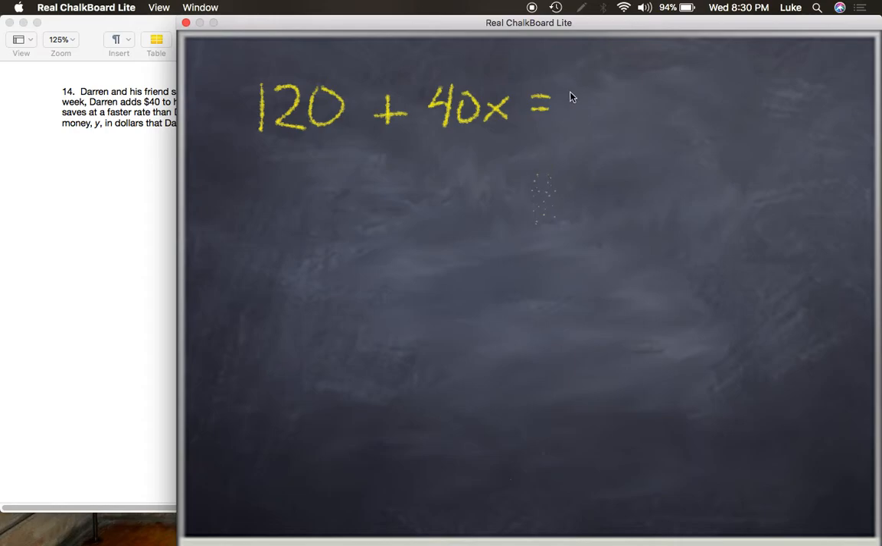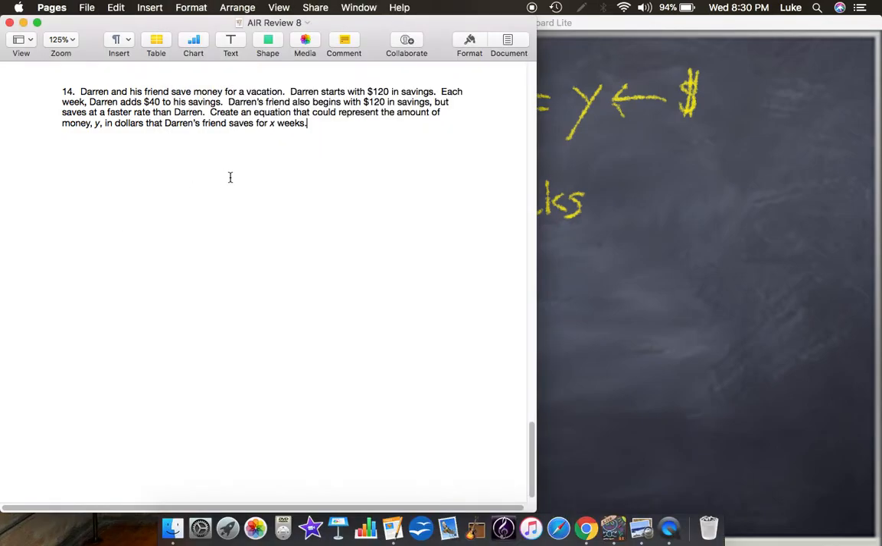And that's going to equal Y amount of dollars, as in we don't know how much he has because we don't know how long he's been saving. Okay, so the X is weeks and the Y is dollars. Okay, so he started with 120, he adds $40 every week, and he ends up with some amount of money. Okay, so that's really what we know so far.